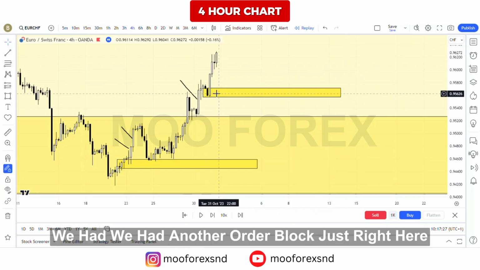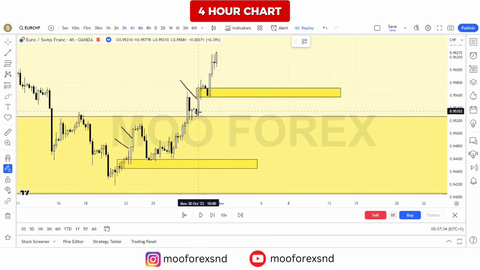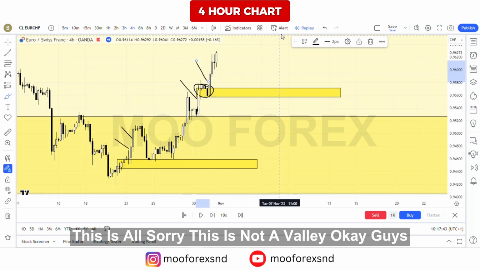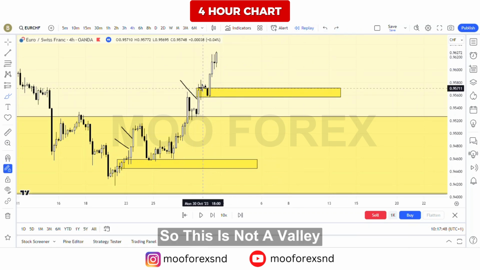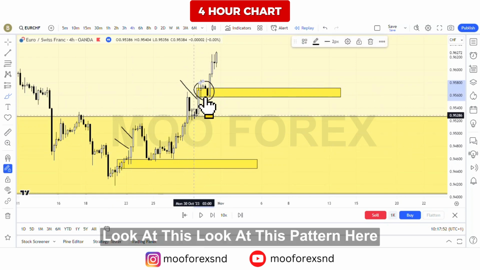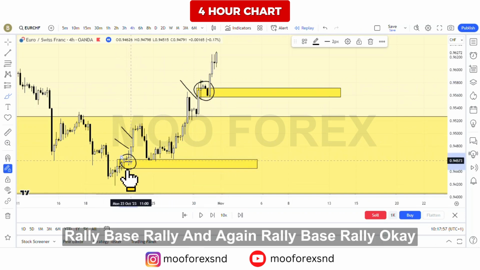As you can see, we had another order block just right here. But see, the entry model remains the same, rally base rally. Okay, this is not a peak. Okay, this is not a valley. Okay guys, so this is not a valley, this is a CP, continuation pattern. See, look at this pattern here, it's the same as here, rally base rally, and again rally base rally.